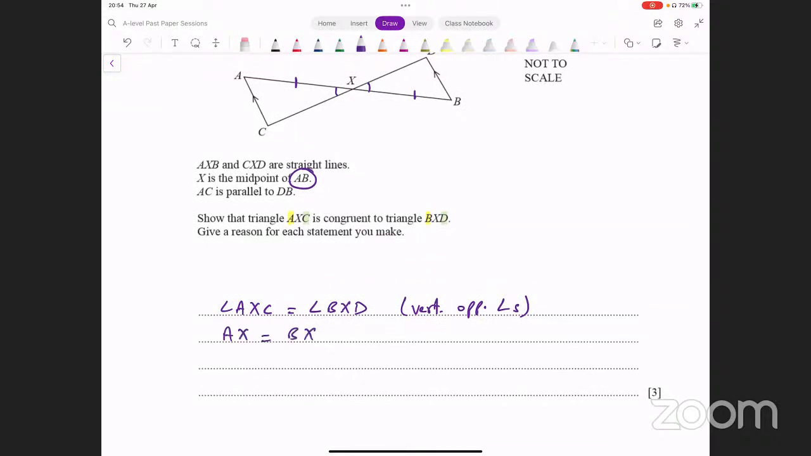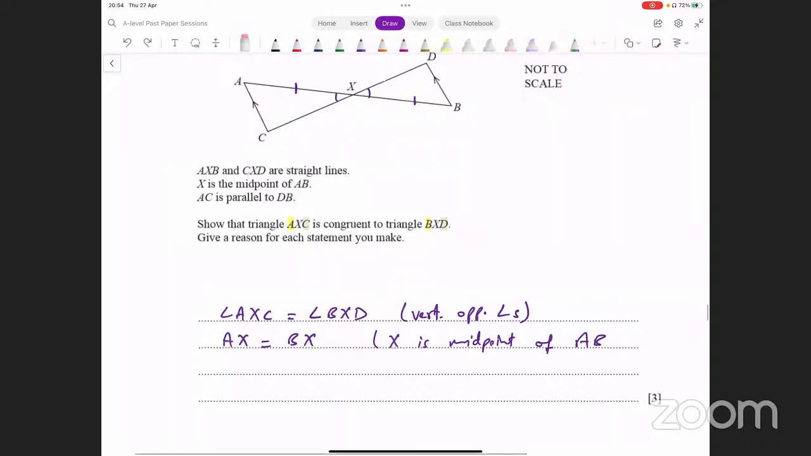एक लेंथ हमें पता है, Y उसने कहा हुआ है X जो है वो मिड पॉइंट है. That's the reason that we have for this. X is midpoint of AB. अच्छा, एक साइड होगी और हमारे पास एक एंगल हो गया. Now, can we just prove that one more angle is also equal? Can we do that somehow?